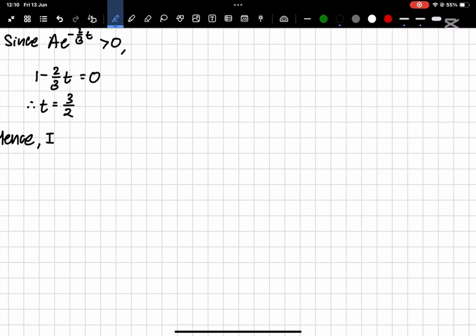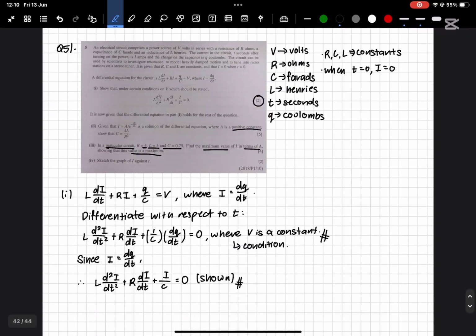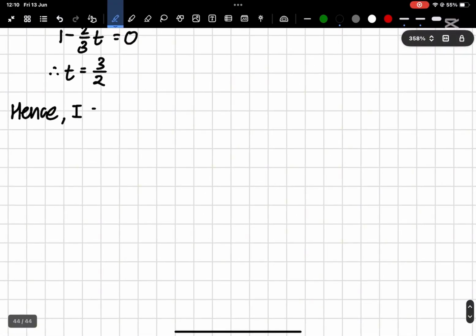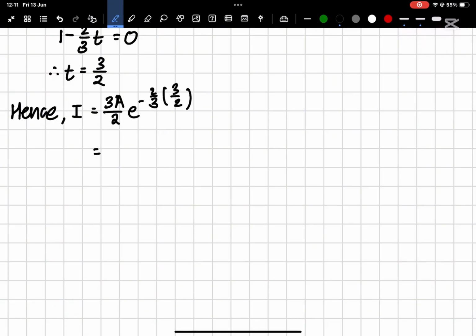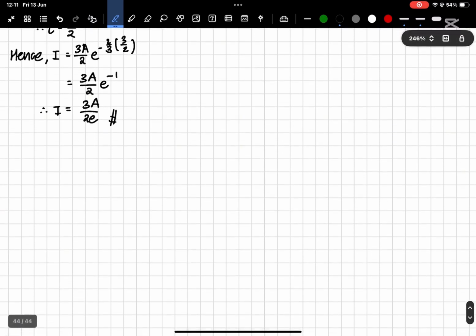So what is the question asking again? Okay, the maximum value of I. So you know your t, you know your A, so sub everything in. You have 3A over 2 e to the negative 2/3 times 3 over 2. This simplifies to 3A over 2 e to the negative 1. Therefore, your I equals 3A over 2e. Oh wow, nice, pretty clean. So that's your I value where it's maximum.